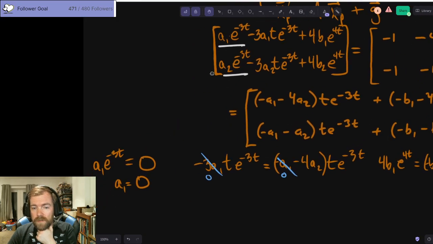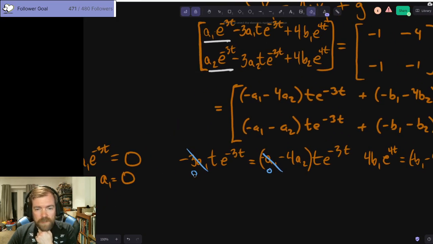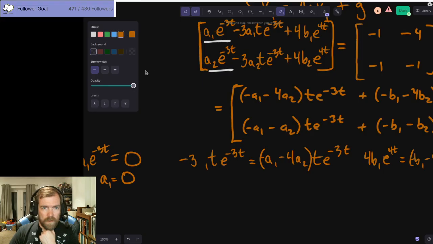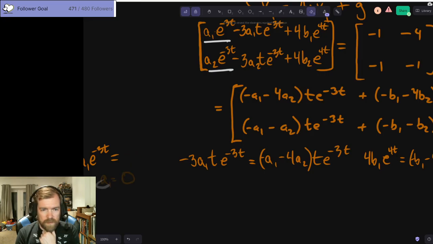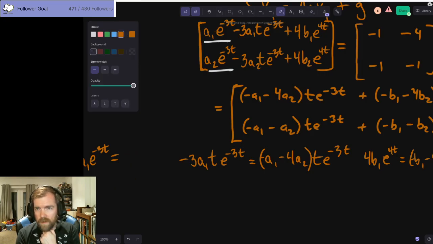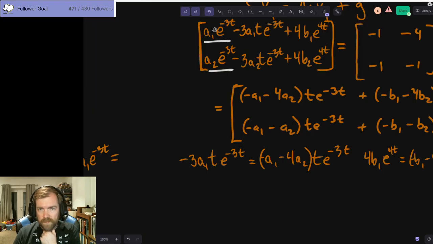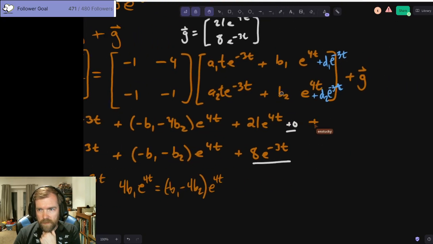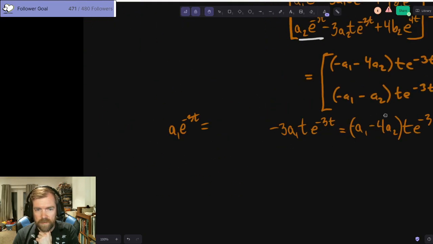Which then means, what does that change? That changes the right-hand side. Oh, I see. Yeah. Changes the right-hand side of this one. e to the negative 3t. This is going to be then a negative d1 minus 4d2. Yay.